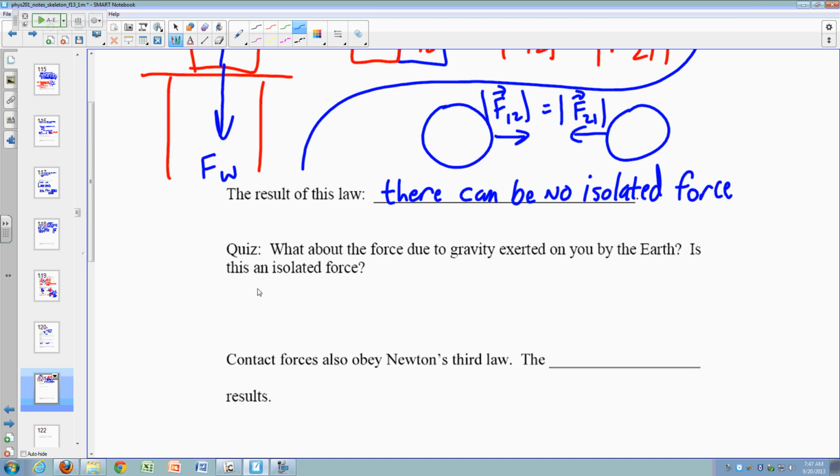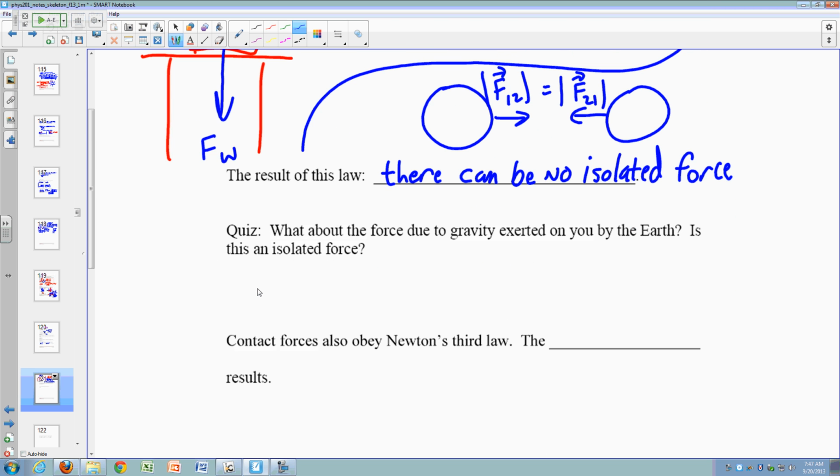What about the force due to gravity exerted on you by the Earth? Is that an isolated force? So say this is the Earth, and here you are. You're standing on top of the world, and the Earth pulls down on you with approximately 700 newtons or so. Is that an isolated force? Seems to be. Why is it not?